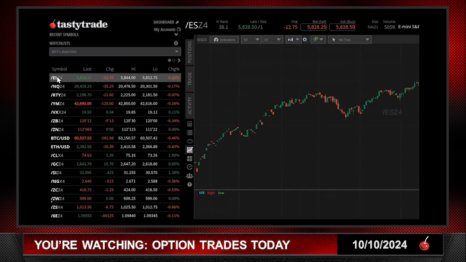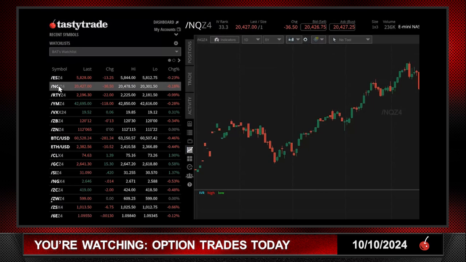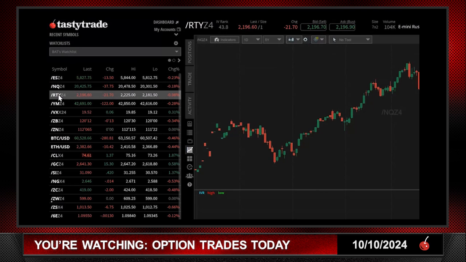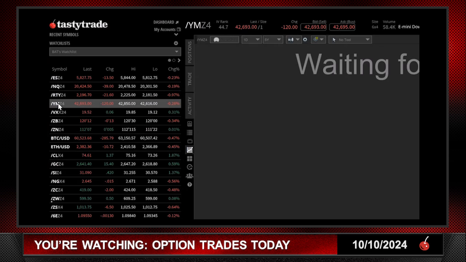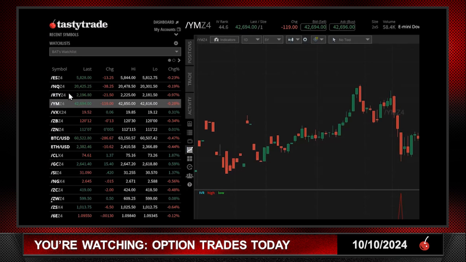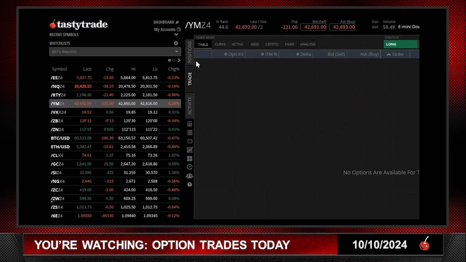Even the S&P is down $13. NASDAQ down $36 and change. Russell, the weakest of the group, down almost 1%, continues to be weak. Down $21 and change, and the Dow down 120. I said just now that the Russell is the weakest of the group, and comparing to some of the other indices, if you take a look here at the Russell E-mini S&P graph, you'll notice that it's at an extreme. It's about as low as it's been.